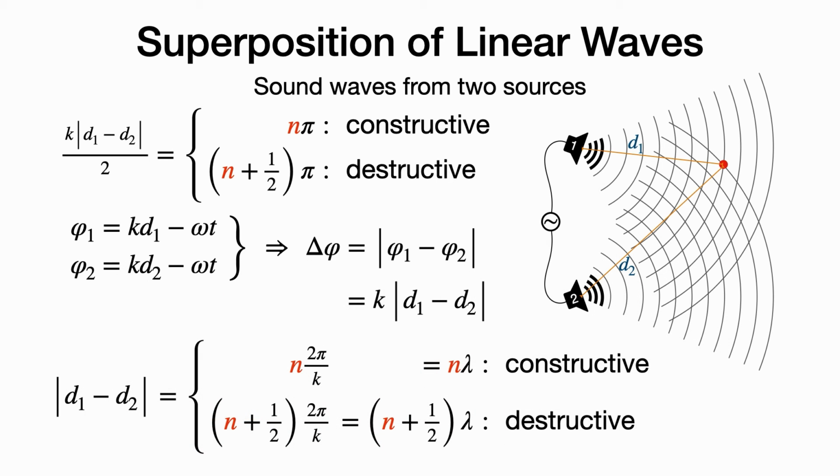Taking our previous result describing when we obtain constructive or destructive interference, we multiply by 2 and divide by k, and find that when the difference in the path length traveled by the waves is an integer multiple of 2 pi over k, that is, when it's equal to an integer times the wavelength, we have constructive interference. When this path difference is an integer plus a half times the wavelength, then we have destructive interference.